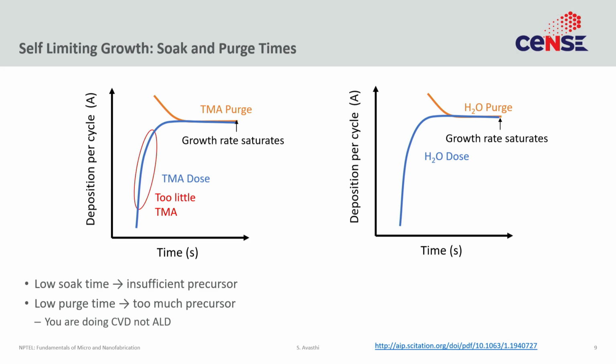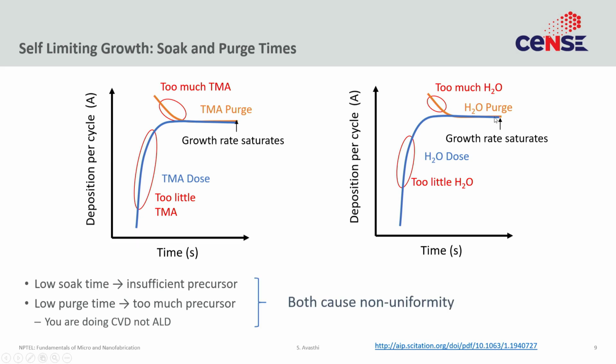So, what is happening here? Too little TMA. What is happening here? Too much TMA. You don't want to be here. What is happening here? Too little water. What is happening here? Too much water. You don't want to be in these cases. You always want to be in the case where the growth saturates. Okay. Now, what happens if you are in these red regions?